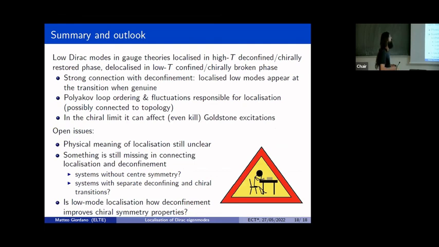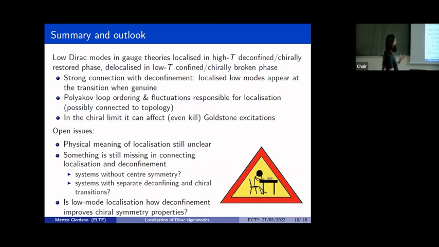So what we know is that the low Dirac modes in gauge theories get localized in the high temperature phase, in the deconfined and chirally restored phase, and they are delocalized in the low temperature confined and chirally broken phase. What I showed you explicitly was a strong connection with deconfinement in particular. Whenever there is a sharp transition, localized modes appear exactly there. And again, another important point is that it is the Polyakov loop ordering, opening a gap in the spectrum, and the presence of Polyakov loop fluctuations that is mostly responsible for localization. And this is possibly connected to topology.